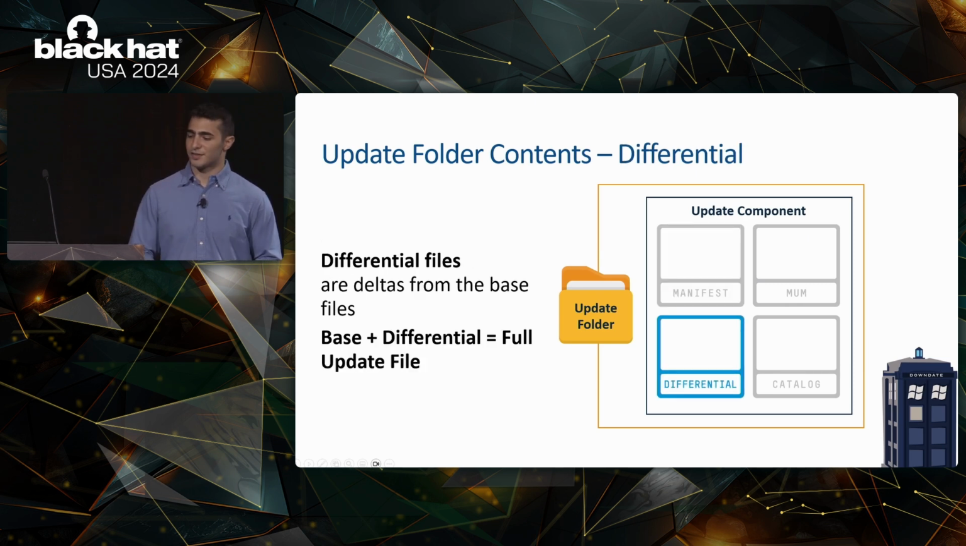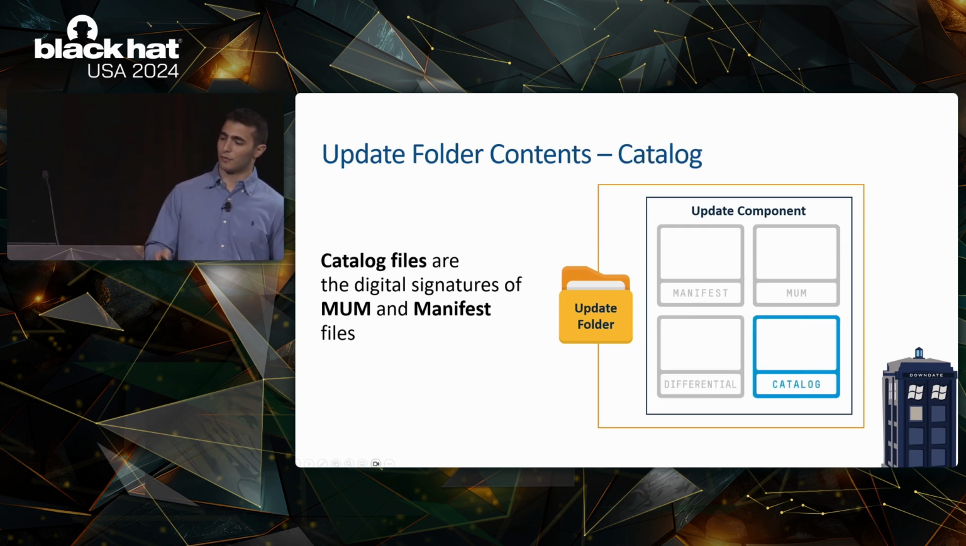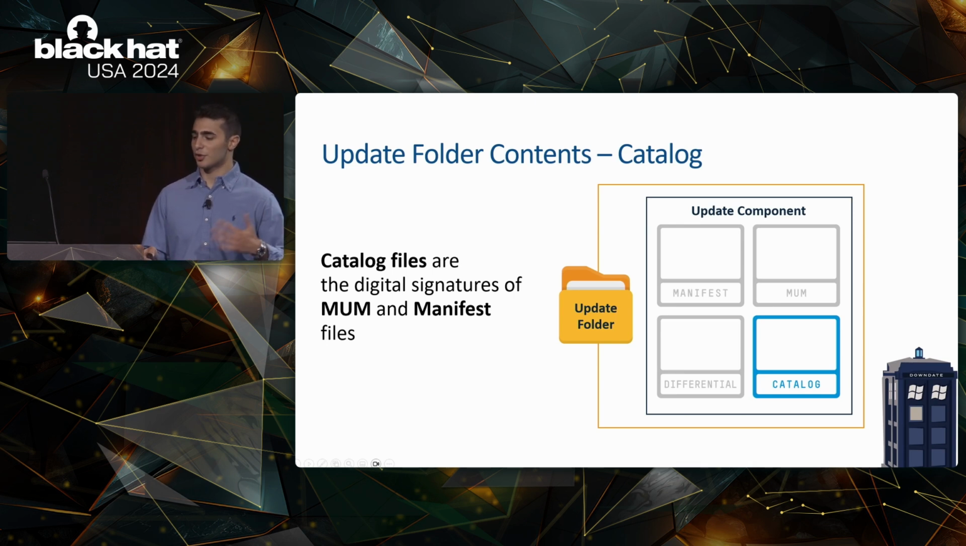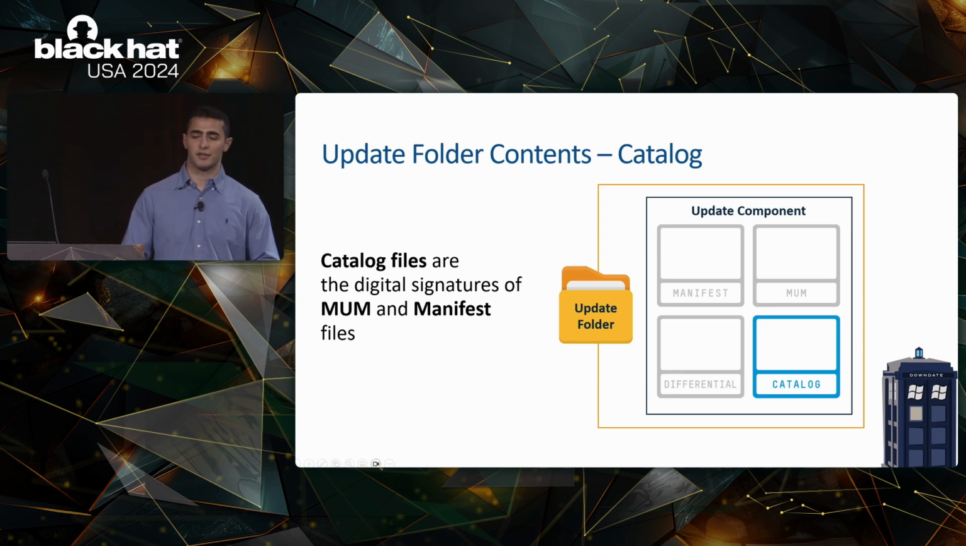The differential files are delta files from the base files, and so a base file plus a delta file would result in the full update file. And lastly, we have the catalog files, which are the digital signatures of the MAM and manifest files. So catalogs allow signing multiple files at once instead of having the file that we want to sign embed its digital signature inside of it. In addition, the catalog files are digitally signed themselves, which makes it impossible to modify them or the files that they sign.